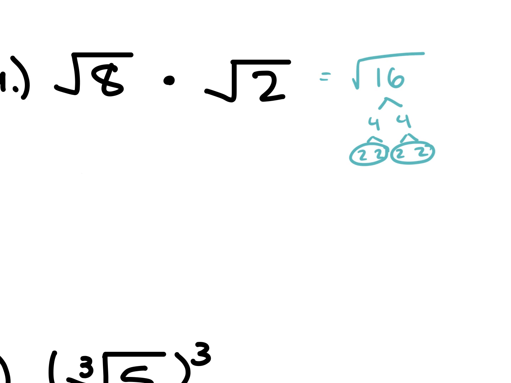How many circles do I have? 2. So 2 2s would come to the outside. And what's 2 times 2?